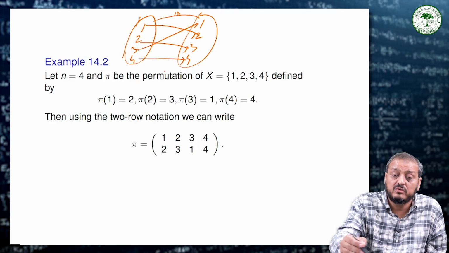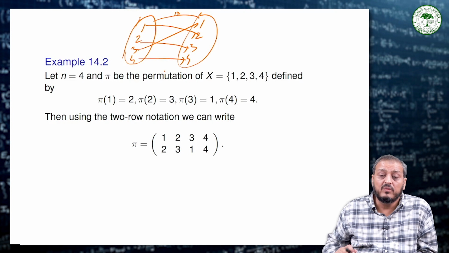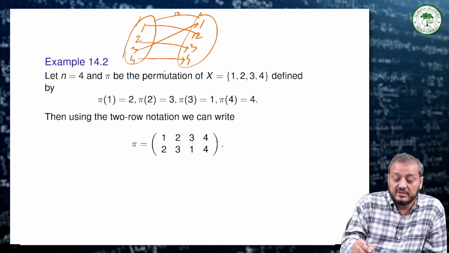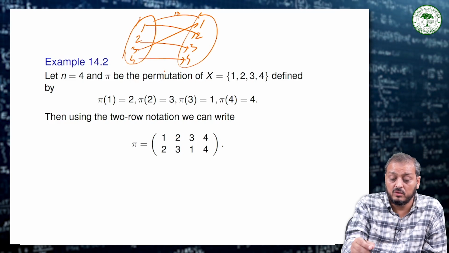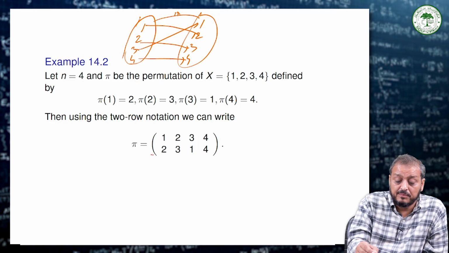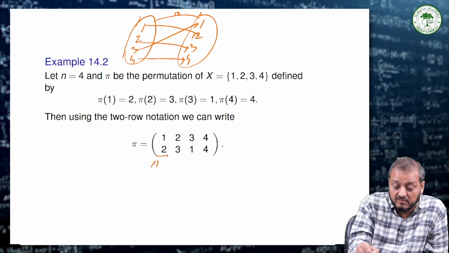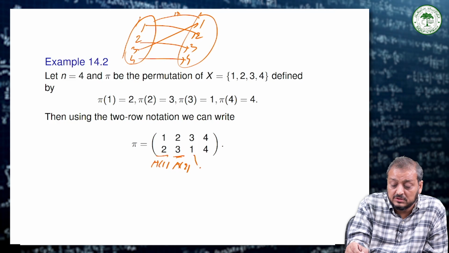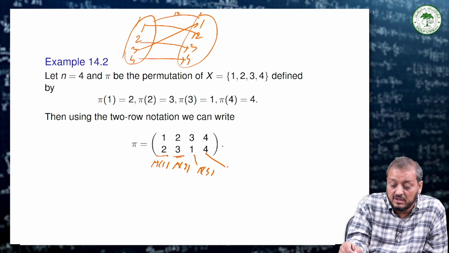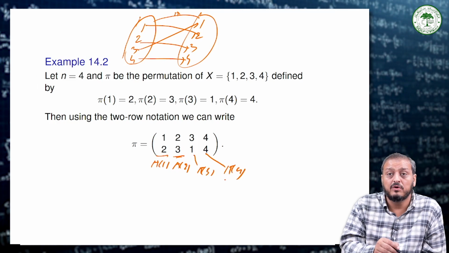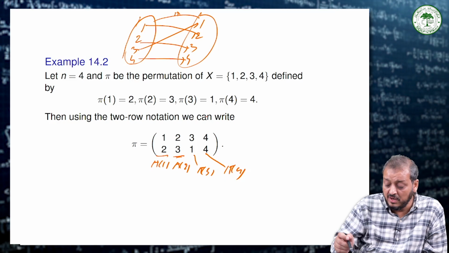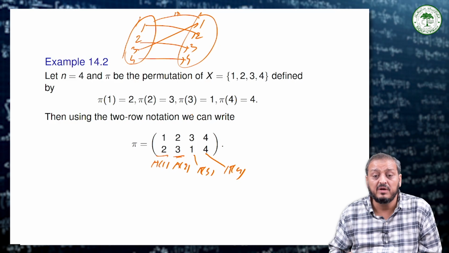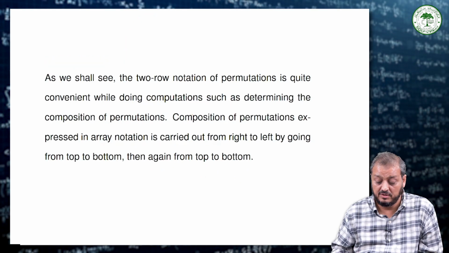And clearly you see this is one-one and onto. So, by this notation we can write pi as pi of 1, pi of 2, pi of 3, and then the image pi of 4. This is defined in this way, so we can write pi in this two row notation.